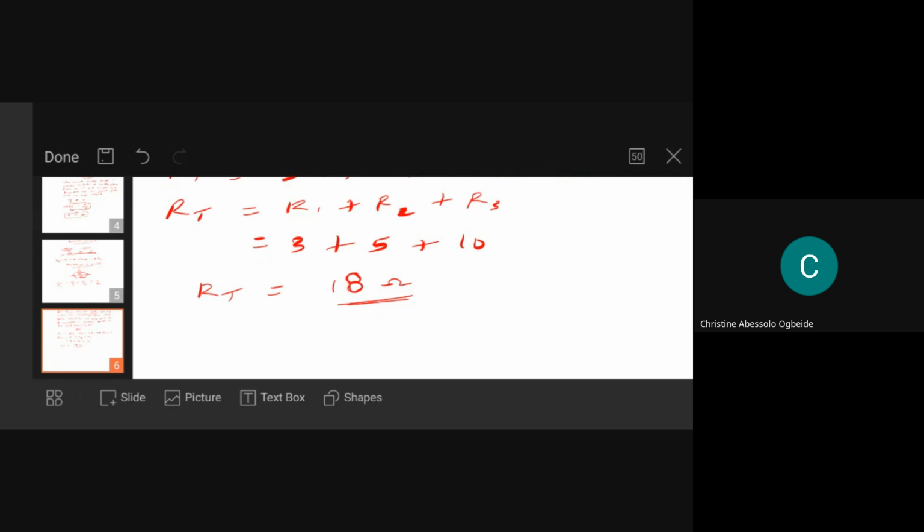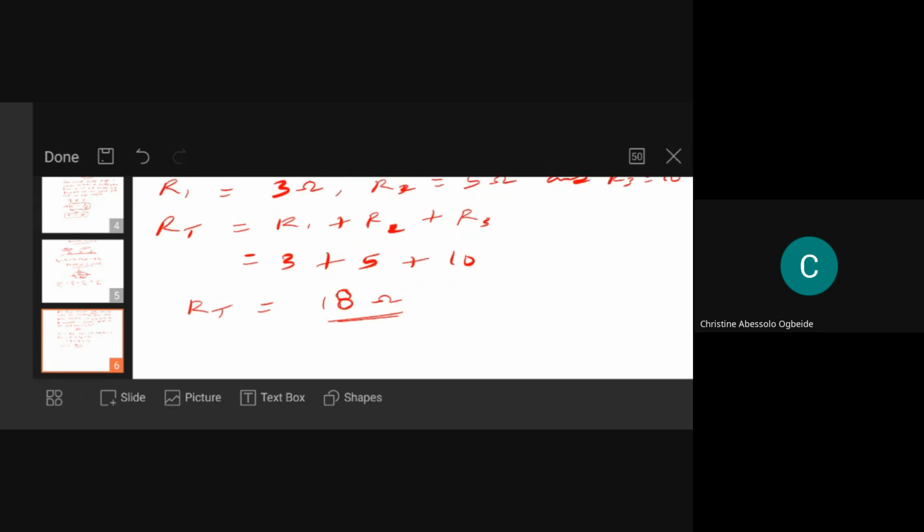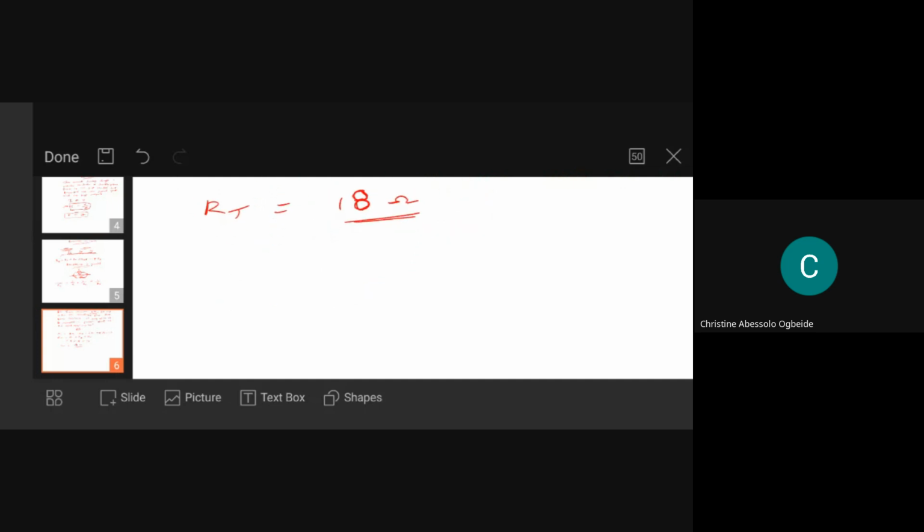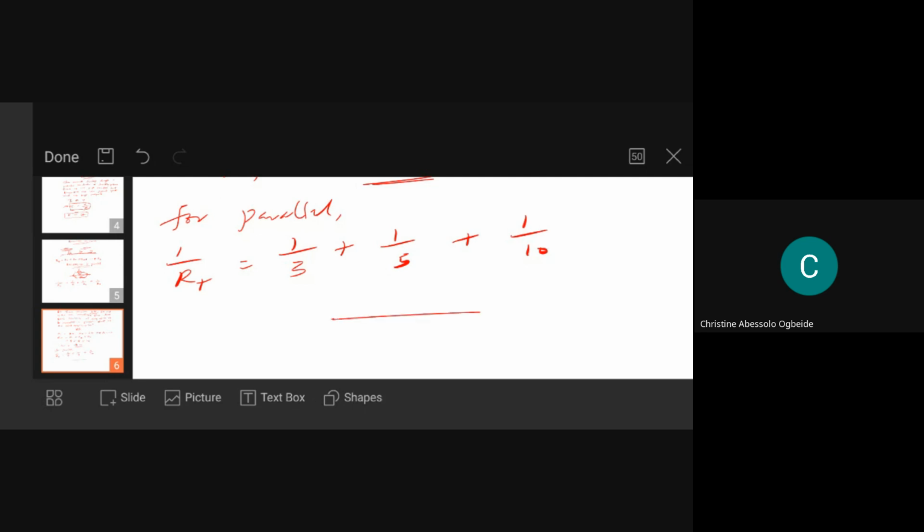So if I connect the same resistors in parallel, what will the total resistance be? When I connect them in parallel, this is what the outcome would be. If they were connected in parallel, I'll have that 1 all over RT is going to be 1 all over 3 plus 1 all over 5 plus 1 all over 10. And clearly from here, how would I add up these fractions? I can use my LCM of 3, 5, and 10, and that will give me clearly 30. 30 divided by 3 will give me 10, and 10 times 1 will give me 10.